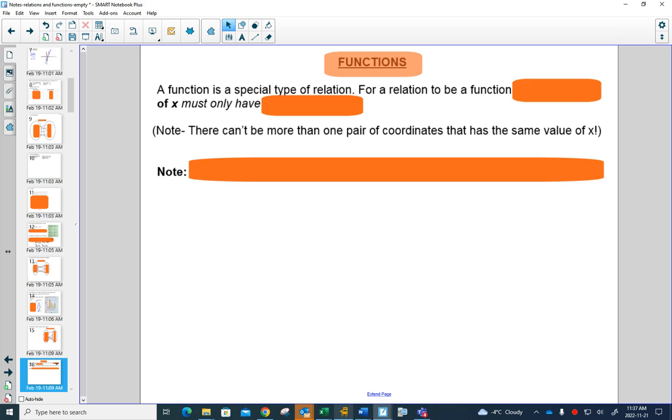So that was our introduction. Those are relations. Now, a specific kind of relation is called a function. So here's the definition of a function. For something to be a function, each value of x must have only one value of y.